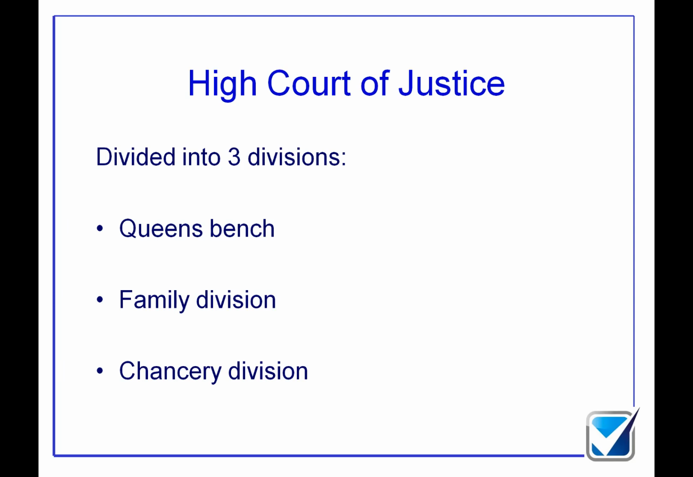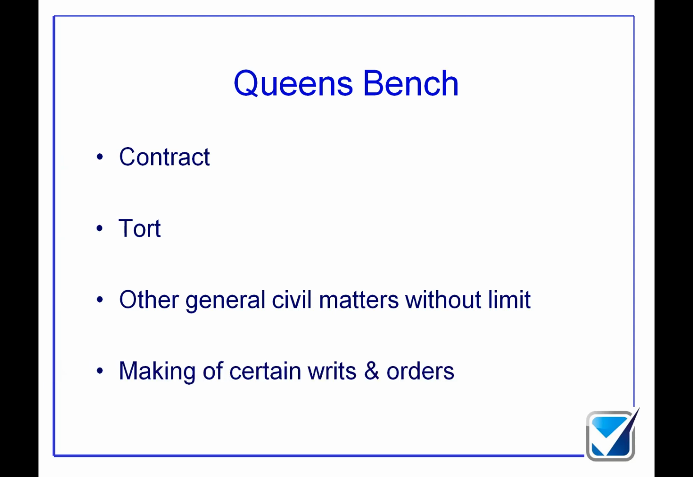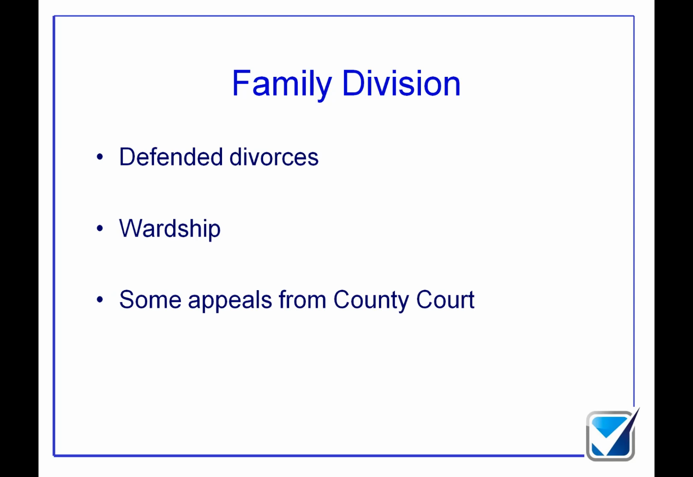And we're going to look at these different divisions in a little bit of detail. So we'll just get straight into it. The Queen's Bench will look after contract and tort issues, which is really important to us within the ACCA syllabus, because the next few chapters are on contract and then tort. Other civil matters which are generic in nature, which don't automatically fit anywhere else, they'll be dealt with within the Queen's Bench. And certain types of writs, such as injunctions, certain types of orders, such as specific performance, may come from the Queen's Bench. We then have the Family Division, which we don't really touch on within this syllabus.